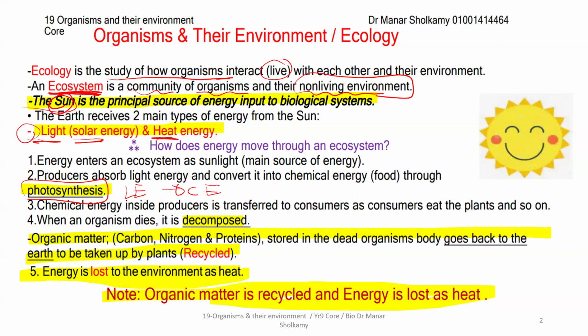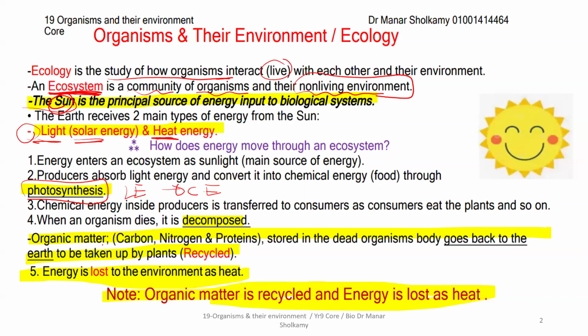So this is basic ecology that we are going to study, that the sun is the main source of energy. It gives us light energy. It gives us warmth or heat energy. Plants convert this light energy to chemical energy in photosynthesis when they make their own food. Okay, you need to know some terms.